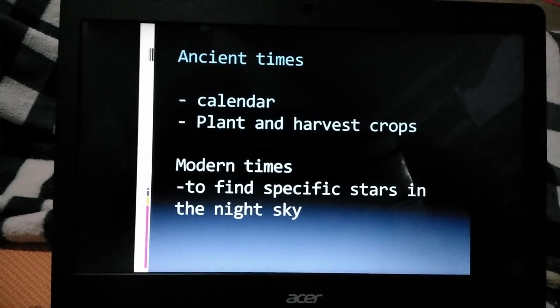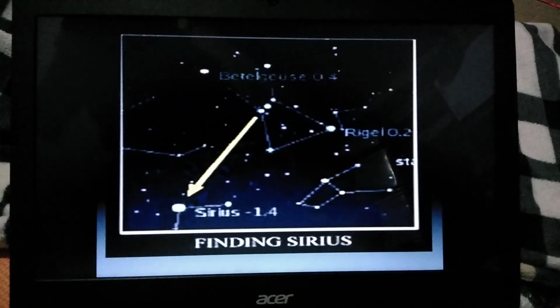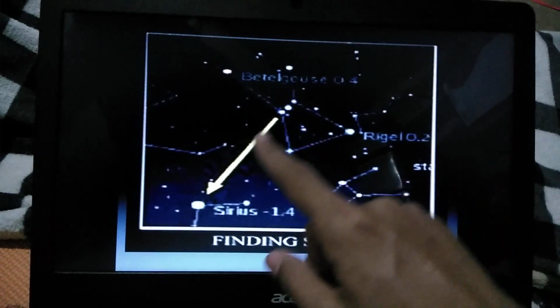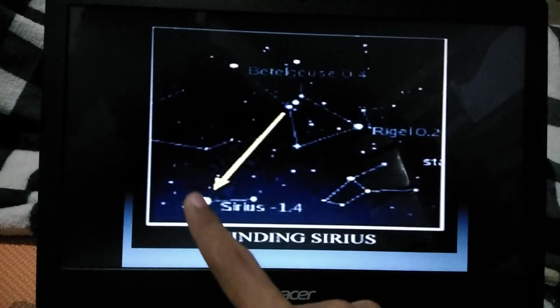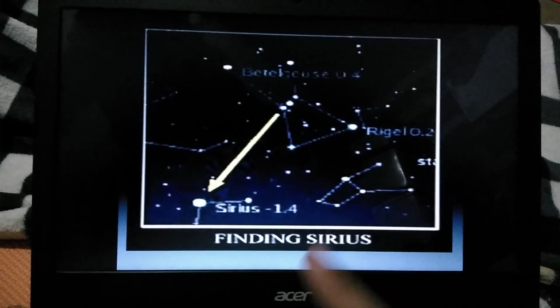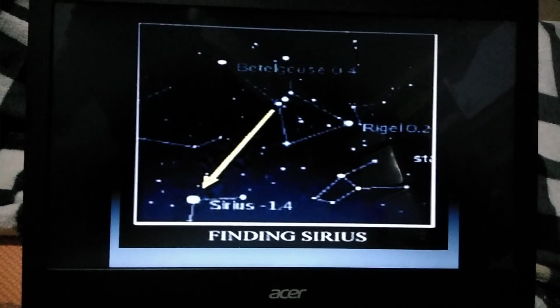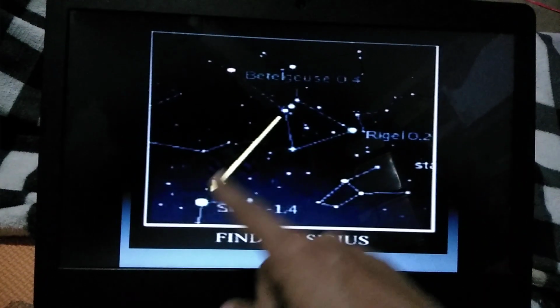Okay, let's go back to the Orion. This is the Orion's belt. By looking at the Orion's belt, as you can see, the arrow is pointing to another of the brightest stars in the night time, which is the Sirius. We can easily locate it by finding the Orion's belt.